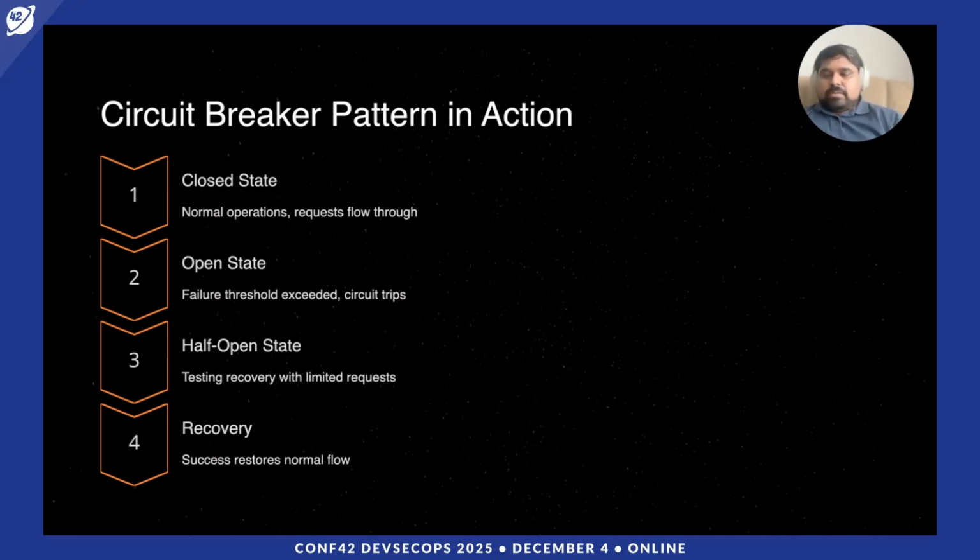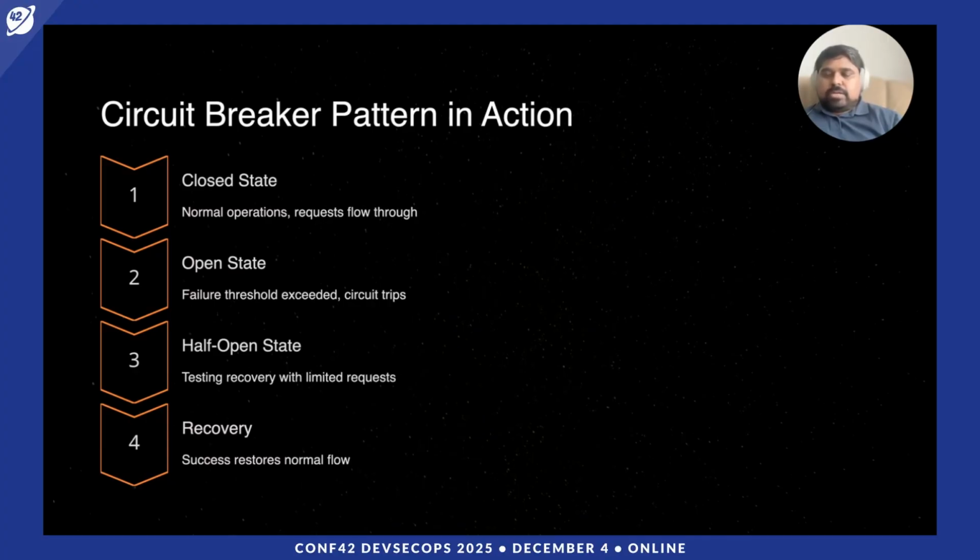Stage 3, half-open, testing recovery. We are testing recovery with limited requests, like sending 1 or 2 requests to see if the service has recovered. If both succeed, reset the circuit to closed. Full recovery. If they fail, the circuit stays open, and we'll try again later.